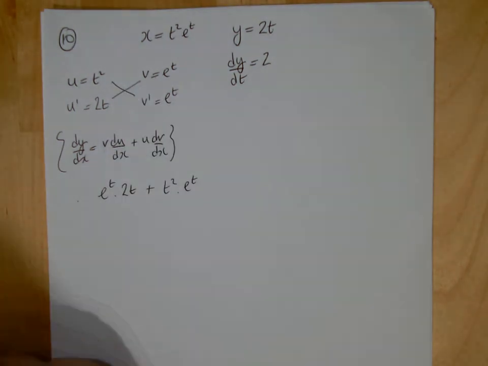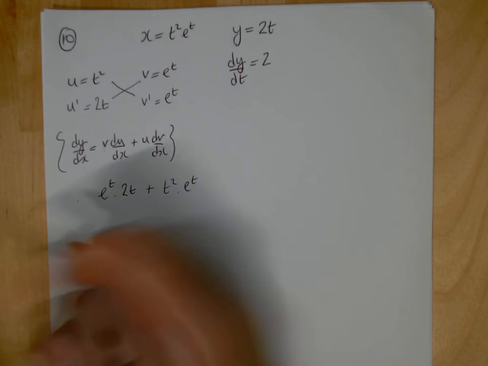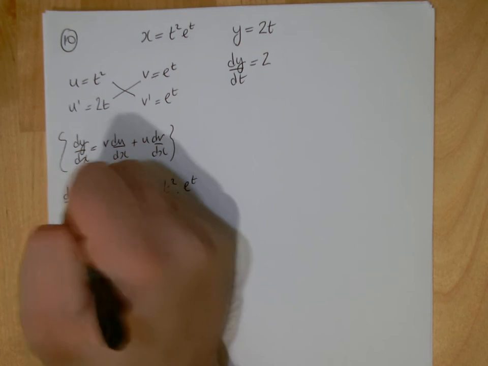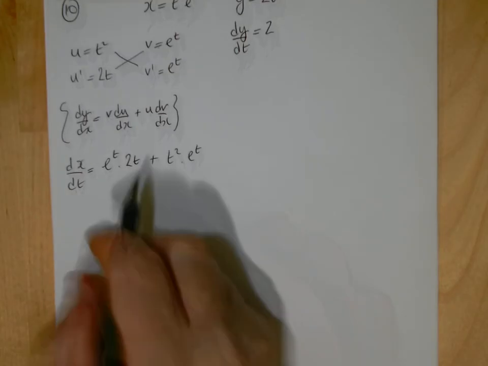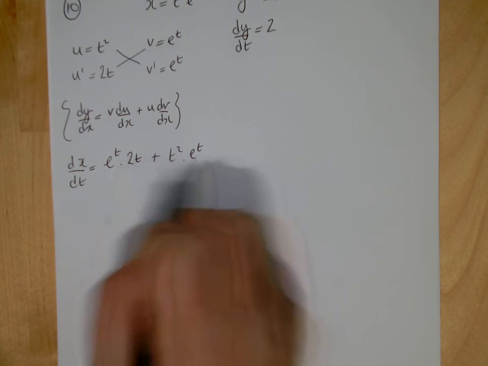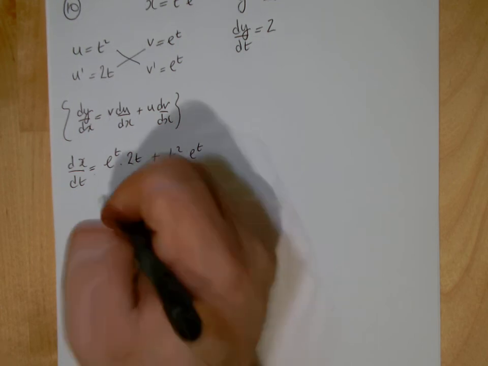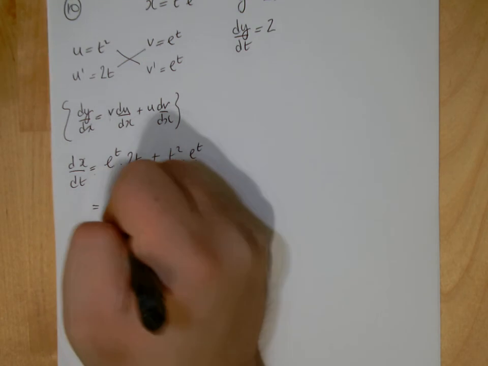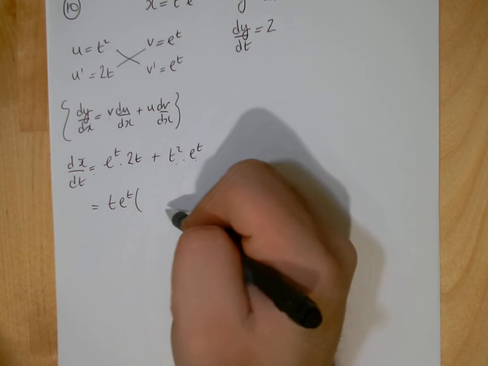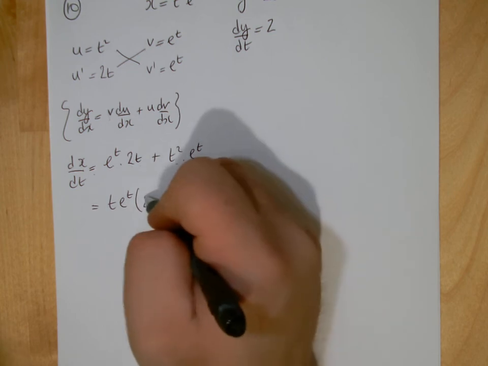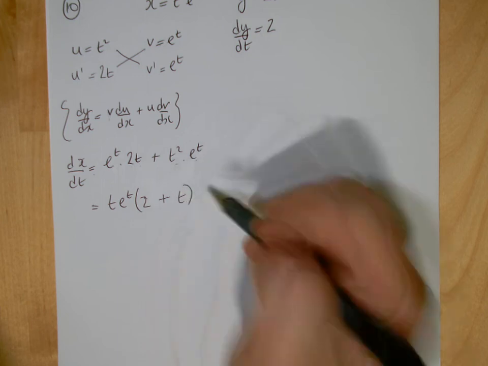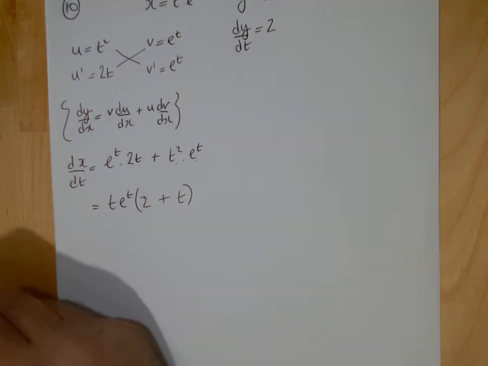So there's my product rule there. That would be my answer for dx by dt. And I suppose if we're really careful, you can notice here that e to the t is a common factor, and t is a common factor, so you could even write that as t e to the t bracket, well, times it by 2 to get that, and times it by t to get that. So you could write it like that and make it really neat.